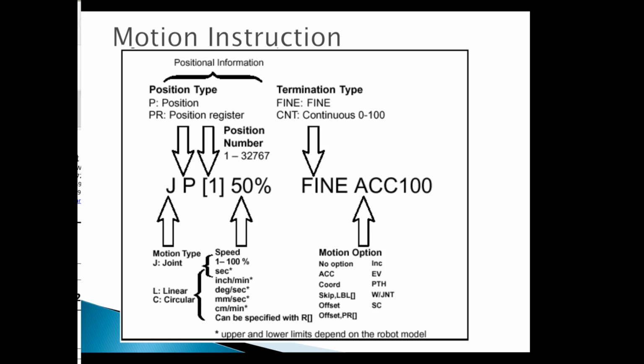Then we have the termination. The two types of termination here are fine and continuous. Fine means that this instruction says move to point 1 at a speed of 50% of max speed, and then the termination says when you get there, stop. The word fine means final, finish, so when it gets there, it's actually going to stop.